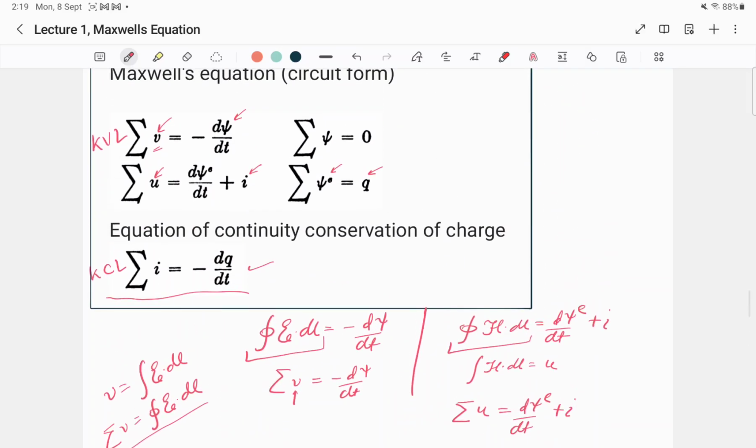Okay, one more thing, this particular equation is also known as Kirchhoff's voltage law, and this particular equation is also known as Kirchhoff's current law, KCL. That is also why it is known as conservation of charge, and this particular equation is also known as conservation of energy.